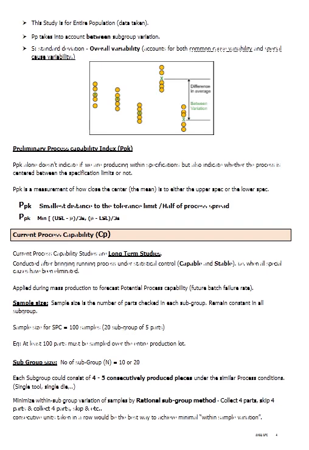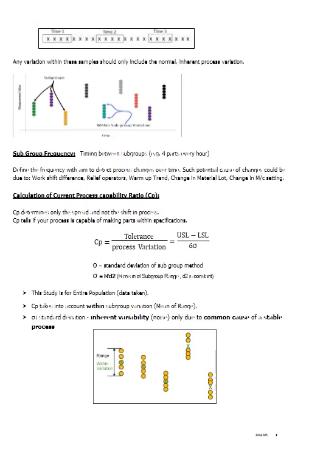Sample size is the number of parts checked in each subgroup and remains constant in all subgroups. Sample size for SPC equals 100 samples, 20 subgroups of 5 parts. For example, at least 100 parts must be sampled over the entire lot. Number of subgroups equals 10 or 20. Each subgroup would consist of 4 to 5 consecutively produced parts under similar process conditions. Single tool, single die. Minimize within-subgroup variation of samples by the rational subgroup method. Collect 4 parts, skip 4 parts, and so on. Consecutive units taken in a row would be the best way to achieve minimum sample variation.